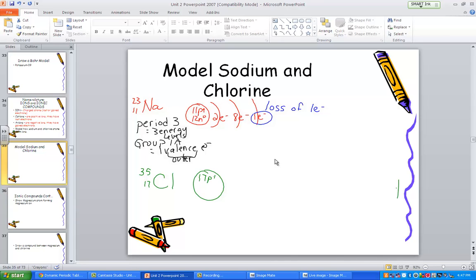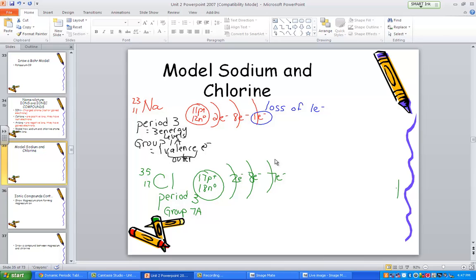We would place 17 positive protons. 35 minus 17 gives us 18 neutral neutrons. An electron configuration of 2, 8, 7. Chlorine lives in period 3, 3 energy levels. Chlorine lives in group 7A, 7 valence electrons. The number of energy levels comes from its period. The number of electrons in the outermost level comes from its group number.